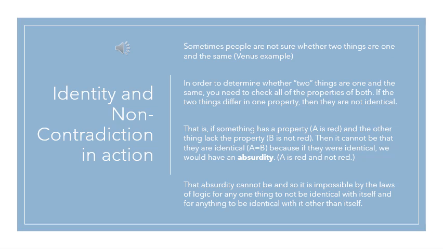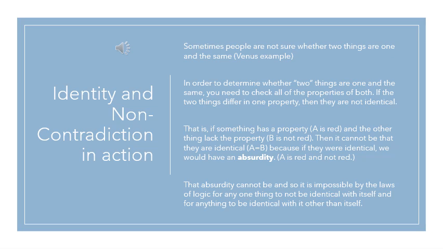But now, in order to determine whether two things are really one and the same thing, all you need to do is check all of the properties of both things. And if you find out that there's one different property between one thing and the other thing, then ultimately those two things are not identical.